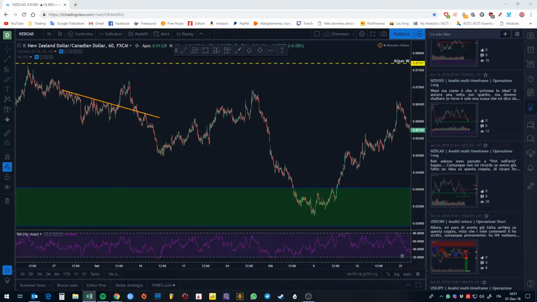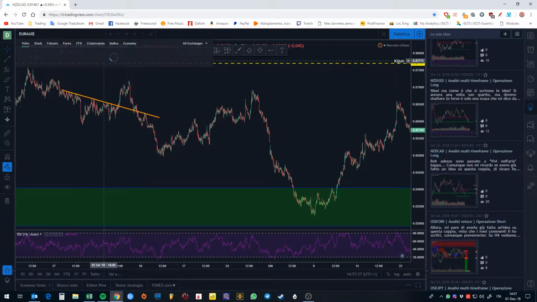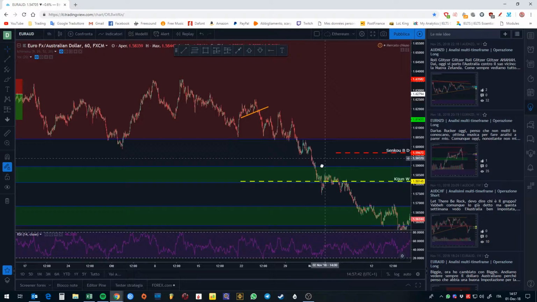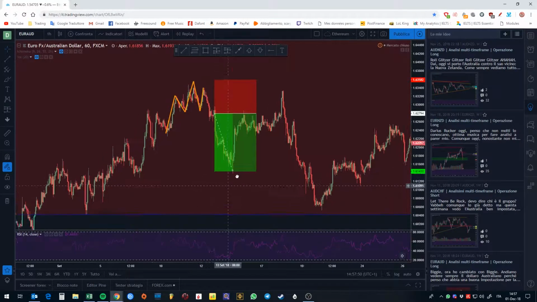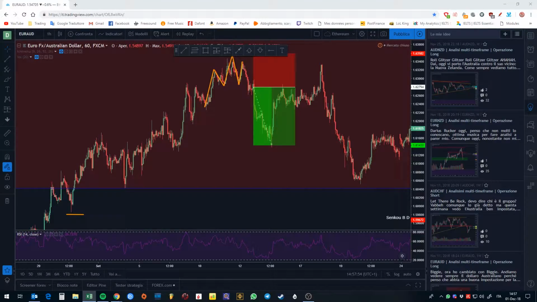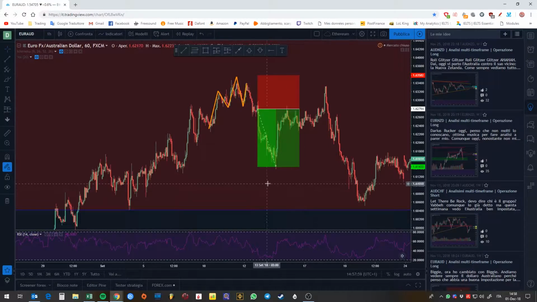But yeah, I don't see it here, unfortunately. I didn't take a screenshot of where I entered. Let me see. Okay, Euro Aussie. I entered on September 12 at a price of 162.724. Okay, no. Why did I enter here? 162.724. Yeah, I entered here.